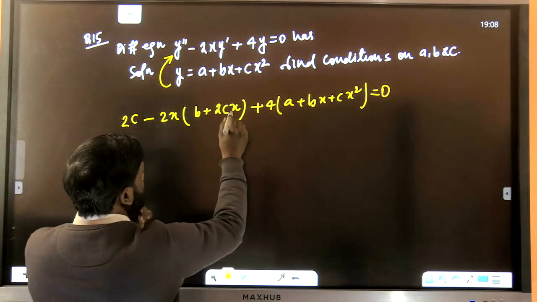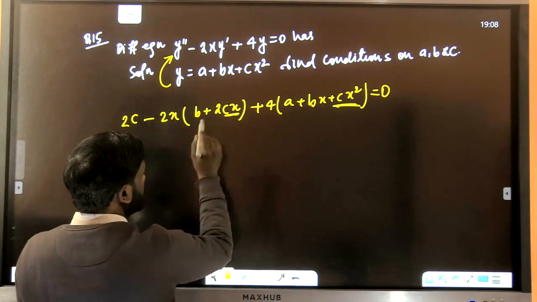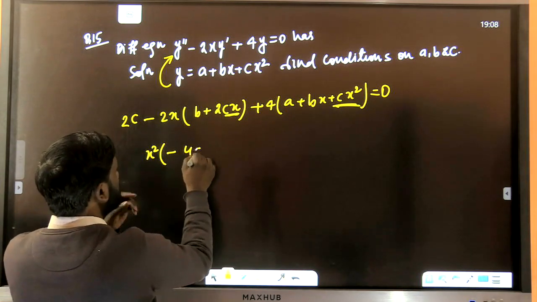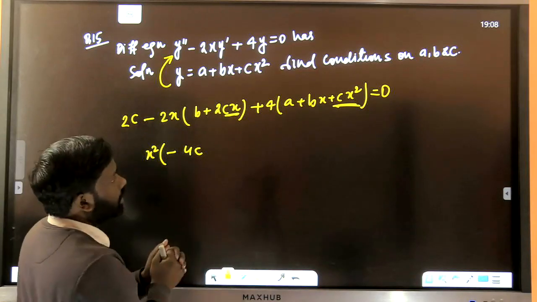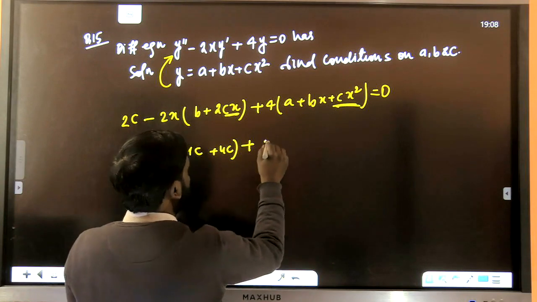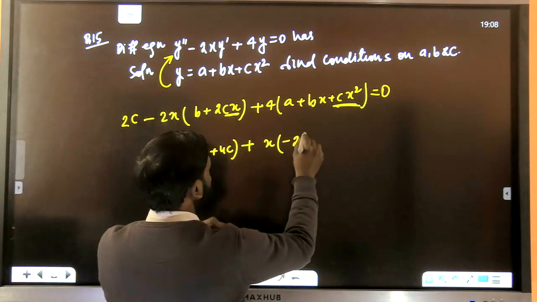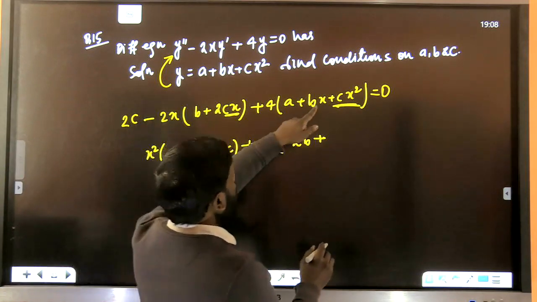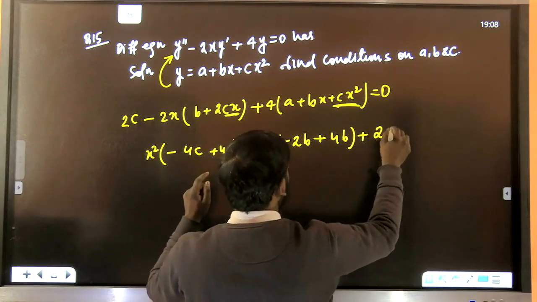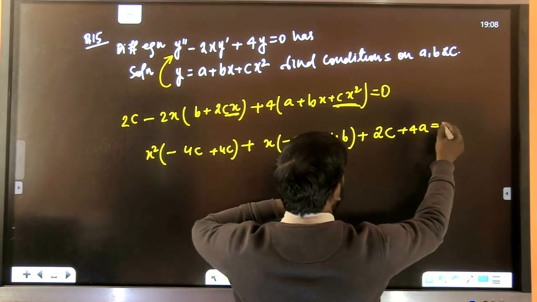For example, collect the x square term. There is x square here, and x multiplied, so you get x square here. If you collect the x square term, you get coefficient minus 4c here, 2c and 2 multiplied, so you get 4c, and here also you get 4c. And when you collect the x term, its coefficient is minus 2b, and plus here there will be an x term, so it will be 4b. Collect the constant term: you get 2c from here, and plus 4a, that is equal to 0.